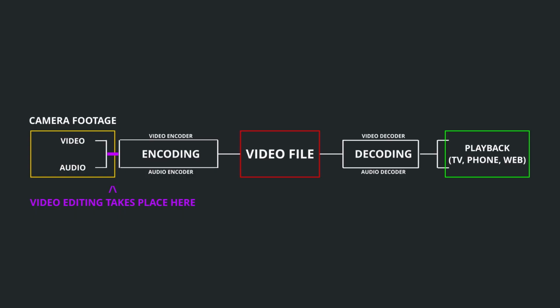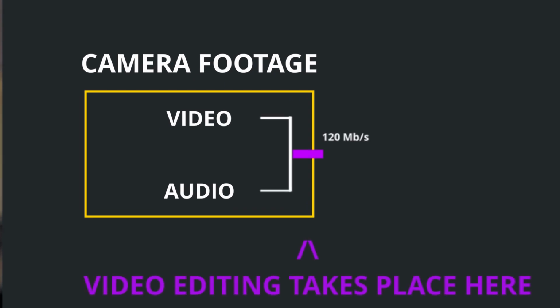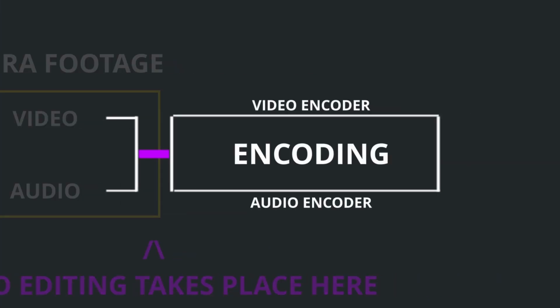Okay, so now if we go a bit more in depth on how this works, I'm going to put up a flow chart here on the screen, showing you the process from footage until when you play it on a device. So we start with your camera footage, which you record at, let's say, for instance, 120 megabits per second. Then you go into video editing, you combine all your clips, and then you encode it using a codec.